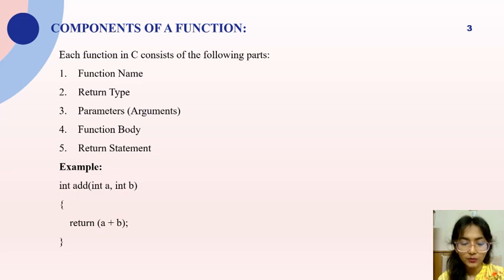Now, let's look at the components of a function. Each function in C consists of 5 main parts: function name, return type, parameters or arguments, function body, and return statement. Here's an example where we see that our return type is integer, our function name is add, and our parameters are a and b. The function body is the part surrounded by the braces, and we have our return statement, which is basically the sum of two integers.